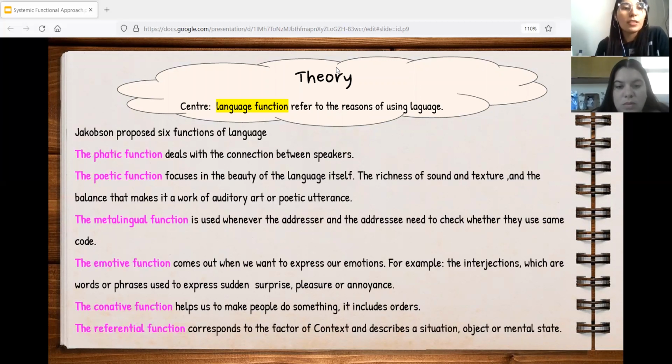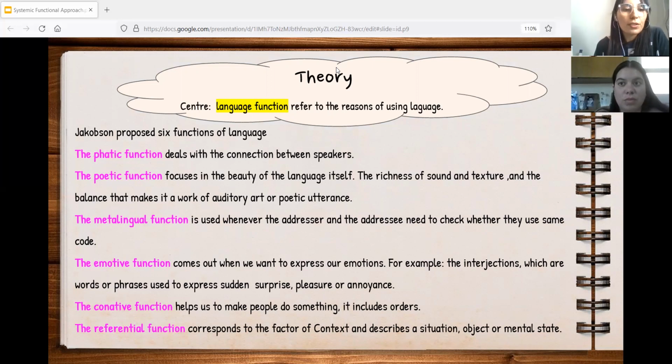Jakobson proposed 6 functions of language: the phatic function, which deals with the connection between speakers; the poetic function, which focuses on the beauty of the language itself, the richness of sound and texture, and the balance that makes it a work of auditory art and poetic utterance. The metalingual function is used whenever the addresser and the addressee need to check whether they use the same code.